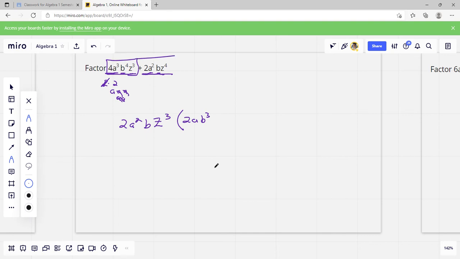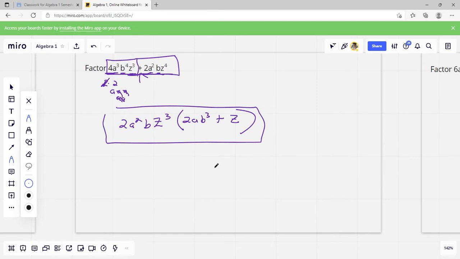Alright, now for the other part, that has a plus sign in between it right there, so we're going to write plus. We pulled out 2, so we don't need the 2 anymore. We use that up. A squared, we use that. B, we use that. We use 3 of those z's, so there's just going to be 1 z left. And that's the answer, and if we rainbow that back out, we will come back up with what we started.